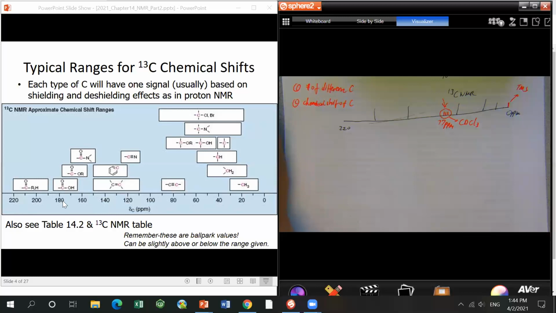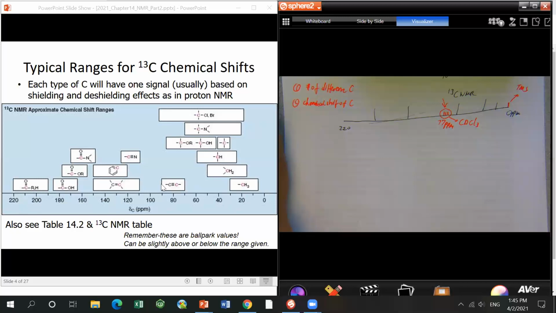So the lowest one is the amide, followed by the ester, followed by the carboxylic acid. And then the aldehyde and ketone have relatively high chemical shifts. So for the carbonyl carbon, it is about 200.